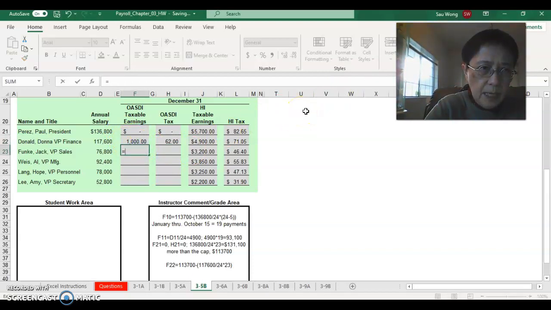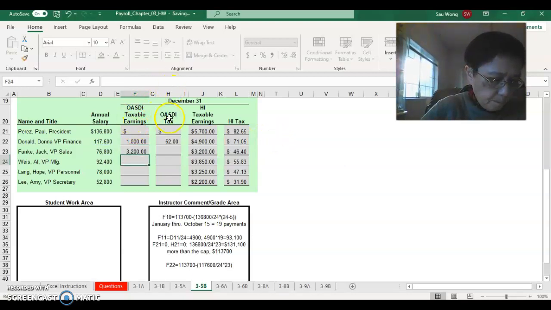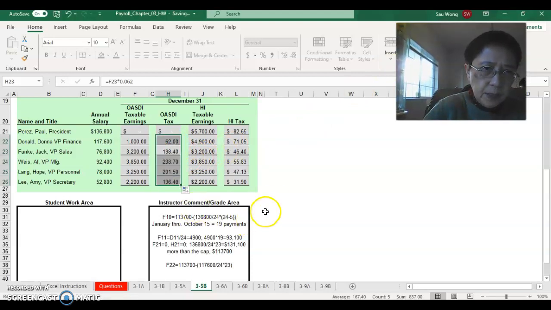And this one would be F23 equal to D23 divided by 24 payments. And then we need to drag down through F26. This one we can drag down too. Okay, we finished 3-5B.